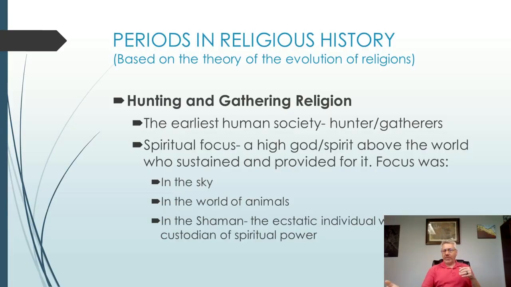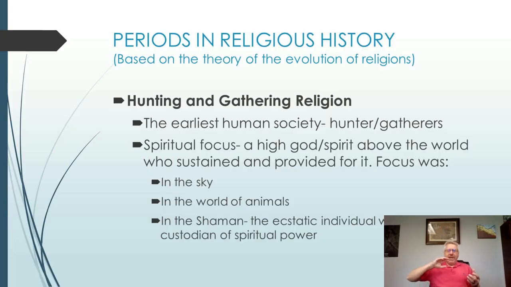First of all, there were hunting and gathering religions. That's based on the fact that the earliest human societies were hunter-gatherers. And that meant they traveled from place to place and they were dependent on what they could find. Well, their spiritual focus was on a high God, a spirit that was above the world, who sustained and provided for it. And so they looked at the sky god, and they looked into the world of animals, and they looked into the power of the shaman. This was the ecstatic individual who was able to be a custodian of spiritual power.